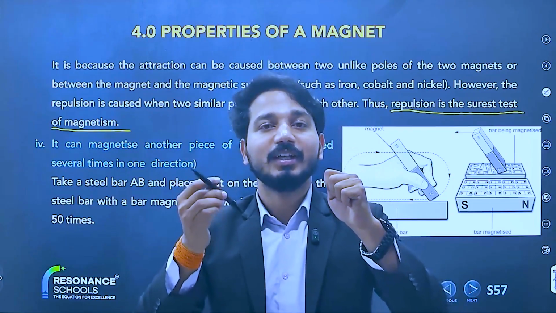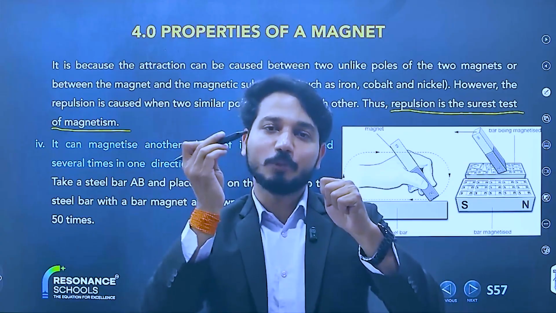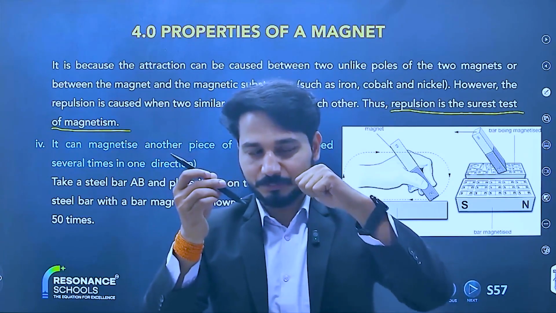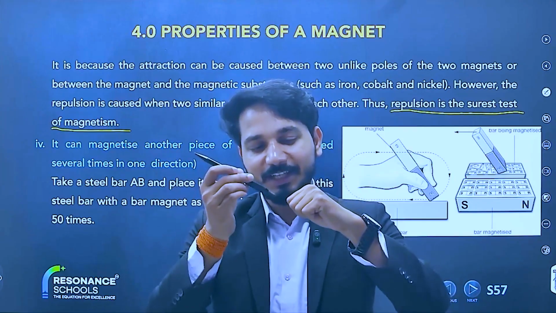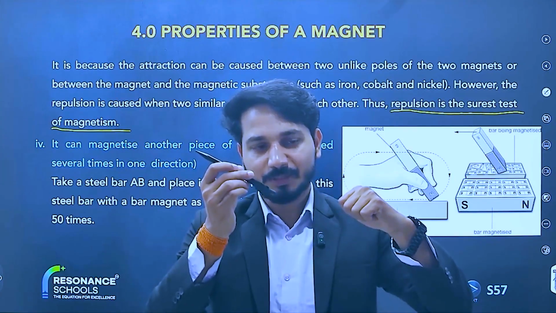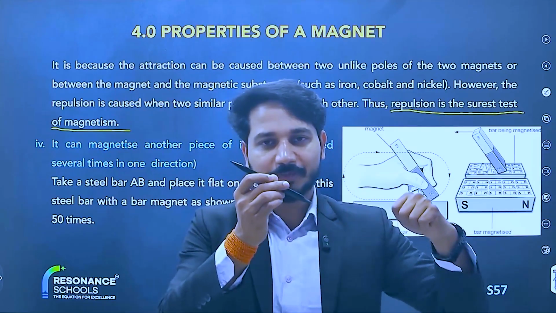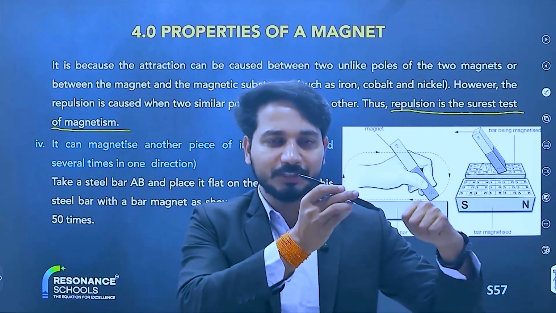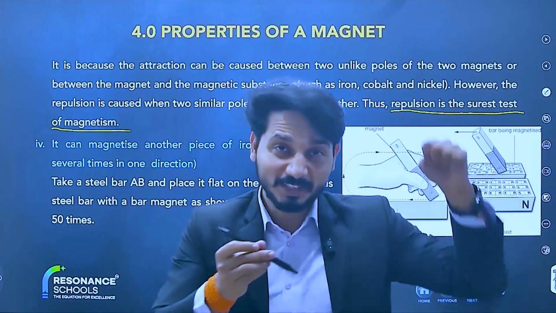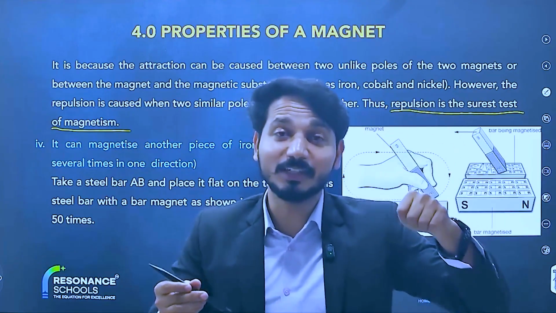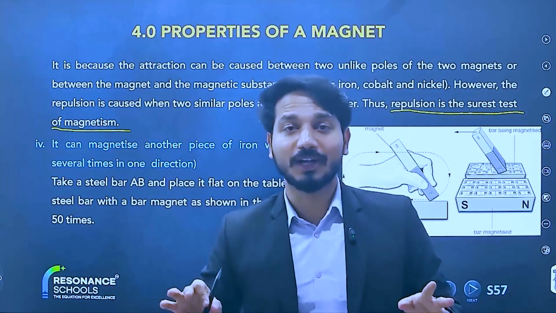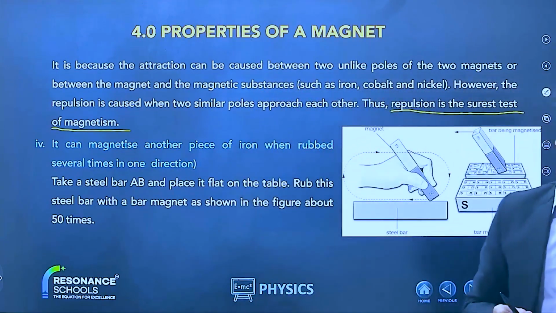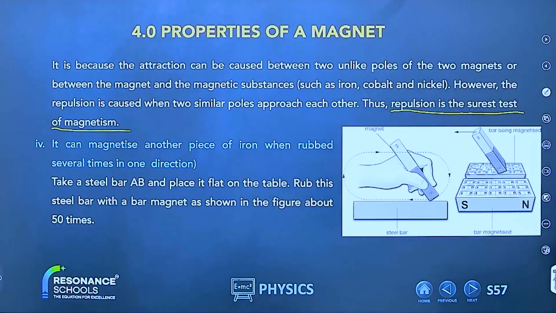But if you change the polarity, and this object or material is moving away, means you are bringing it closer, it is moving away. You are bringing it closer, it is moving away. It means this substance is a magnet, and this is what is called the surest test of magnetism. Right? Clear?